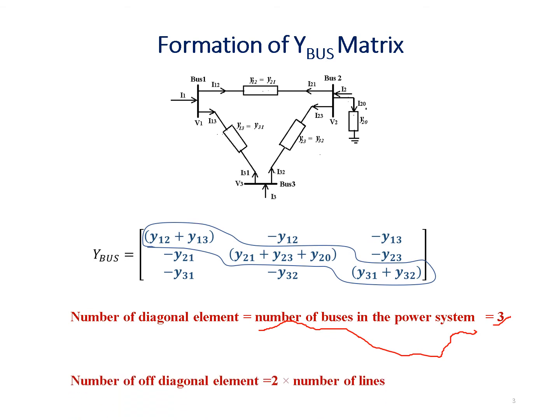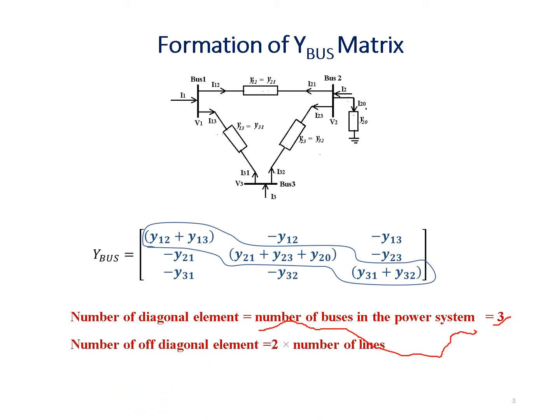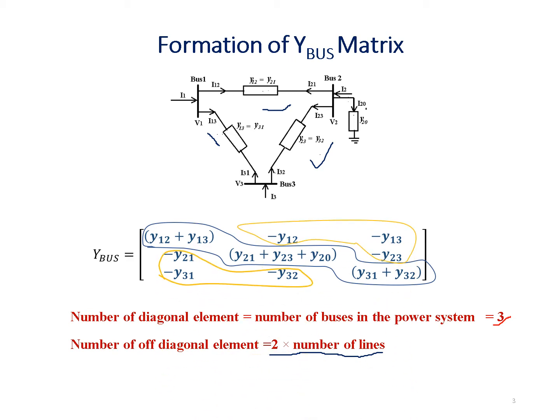Now number of off-diagonal element is equal to 2 into number of lines. So here in this power system, 3 lines are there, 1, 2 and 3. So number of off-diagonal element should be equal to 1, 2, 3, 4, 5, 6, that is 2 into number of lines, which is equal to 6.